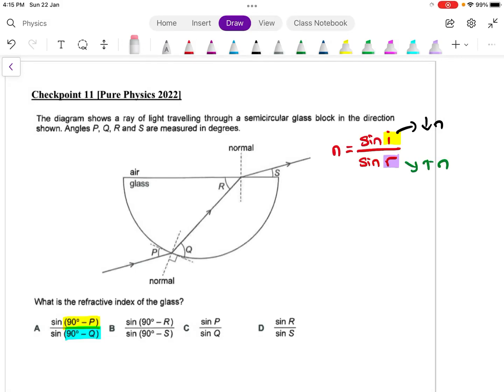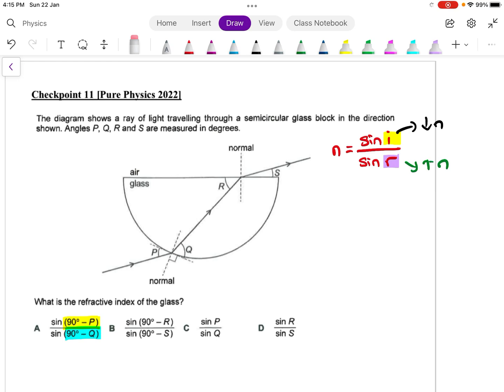Alright, so let's go through this Pure Physics 2022 light question. We have this diagram showing a ray of light traveling through a semicircular glass block in the direction shown. Angles P, Q, R, S are measured in degrees. What is the refractive index of the glass? Okay, so how do we solve this type of question?